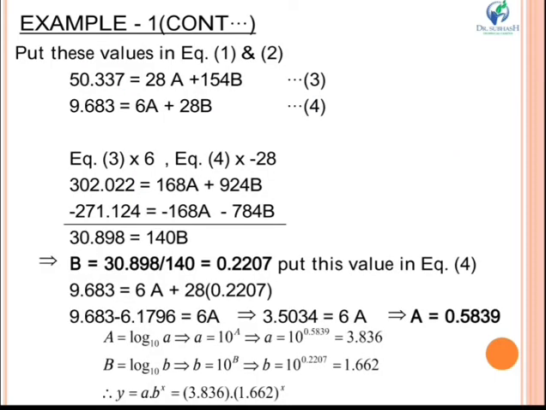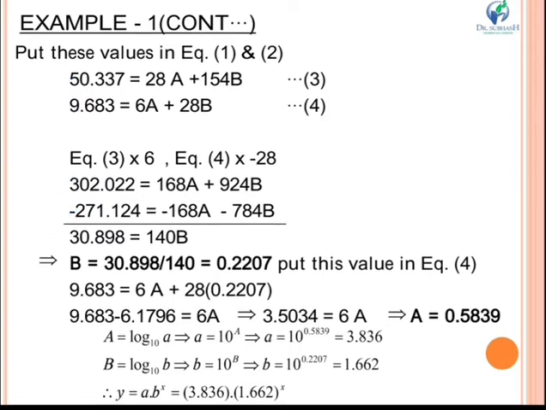Now I will put all these values in the normal equations. On putting these values in equations 1 and 2, I get two equations, that is equation 3 and equation 4. Now here I have to find the values of capital A and capital B. So I have to eliminate one of the terms, either A or B. So I will multiply equation 3 by 6 and equation 4 by minus 28. So I get these two equations.